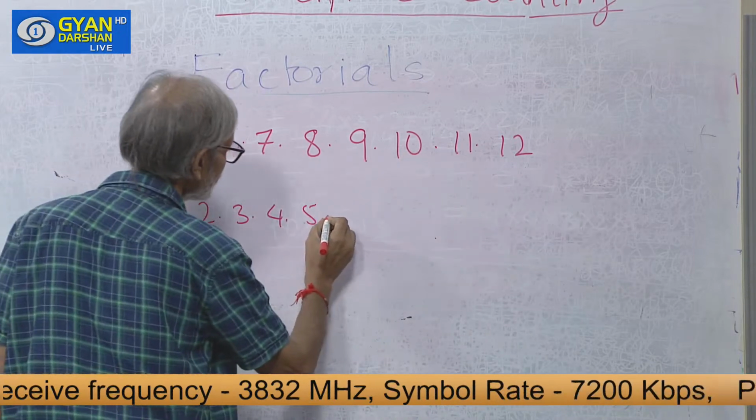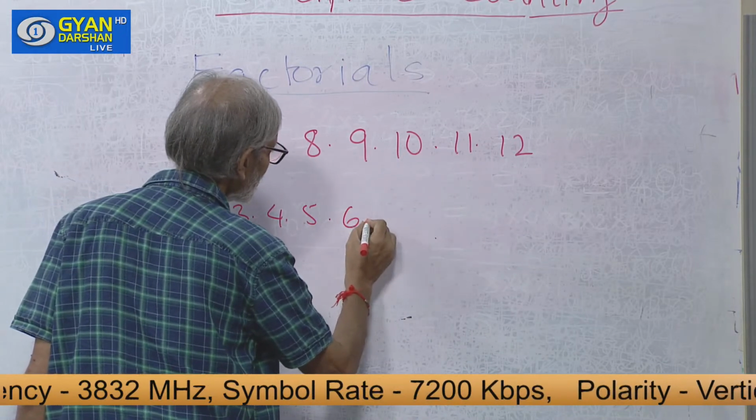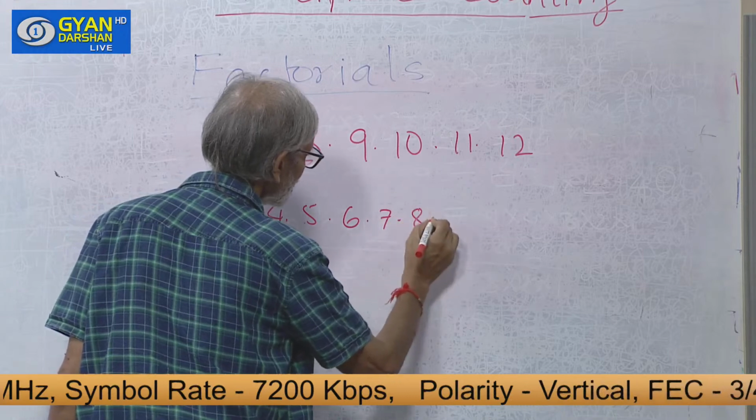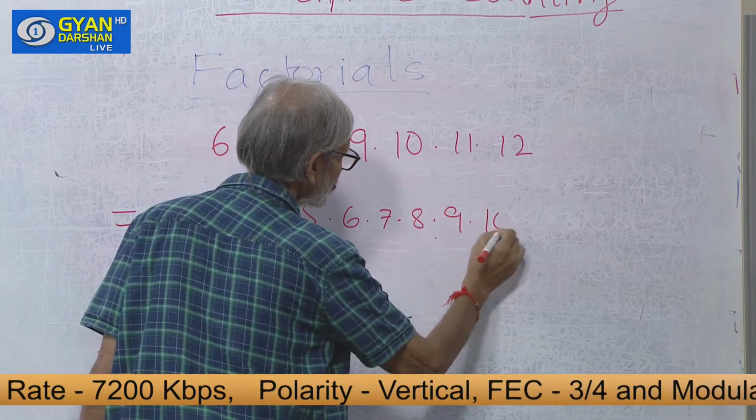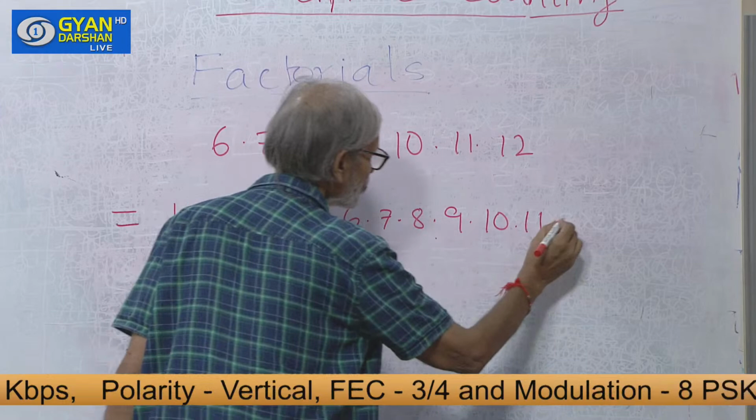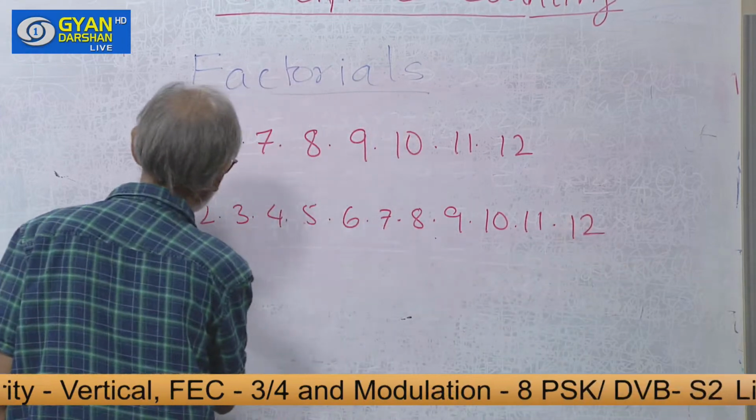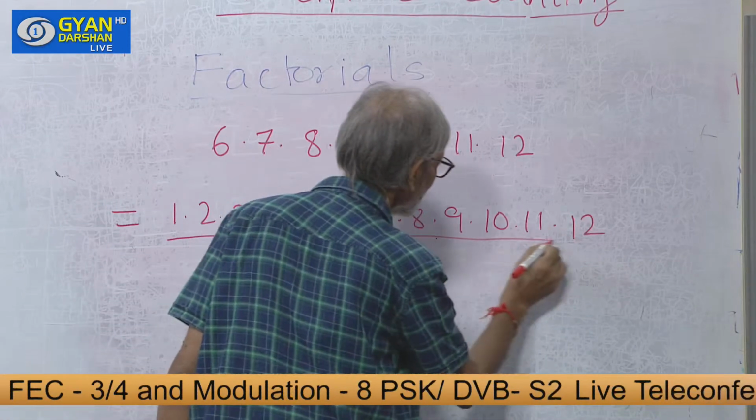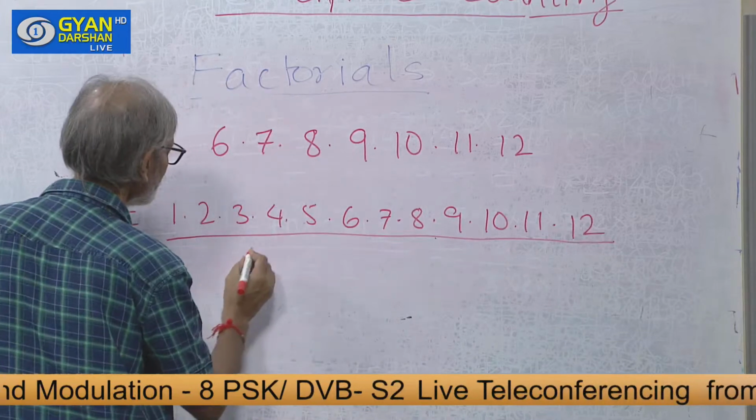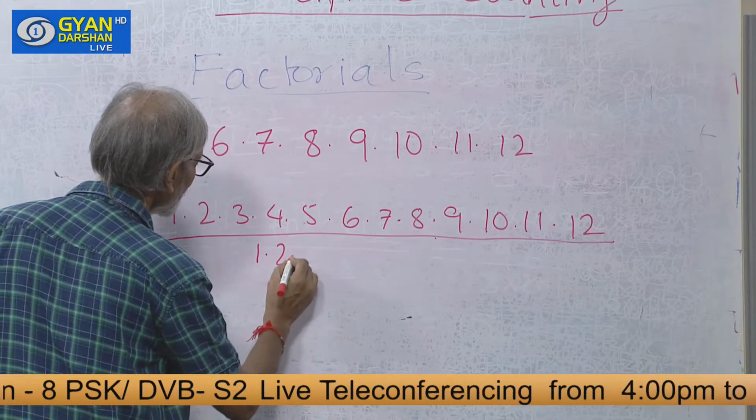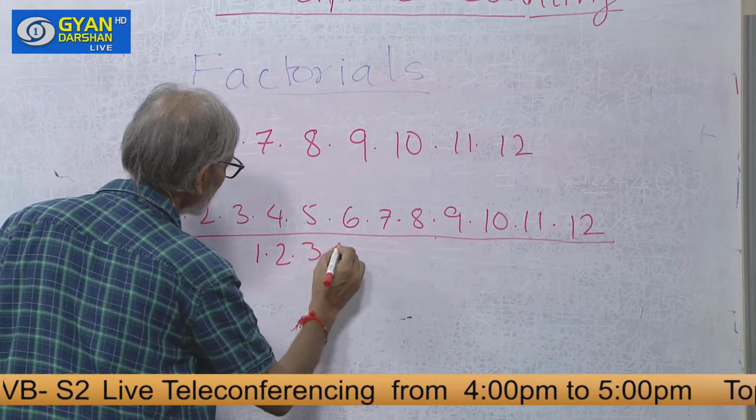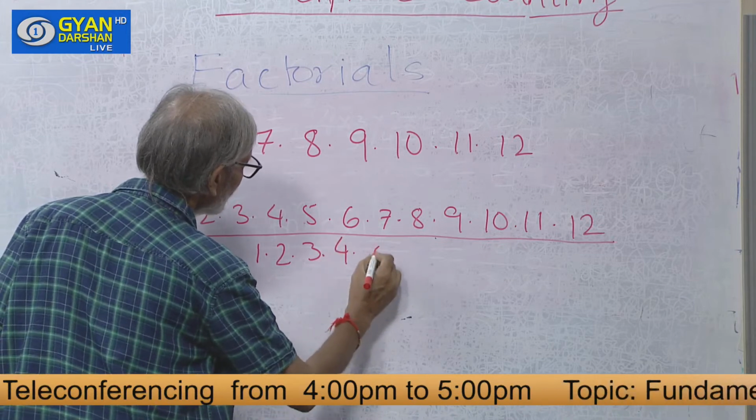here into 6 into 7 into 8 into 9 into 10, and then in the denominator also we will write 1 into 2 into 3 into 4 into 5.